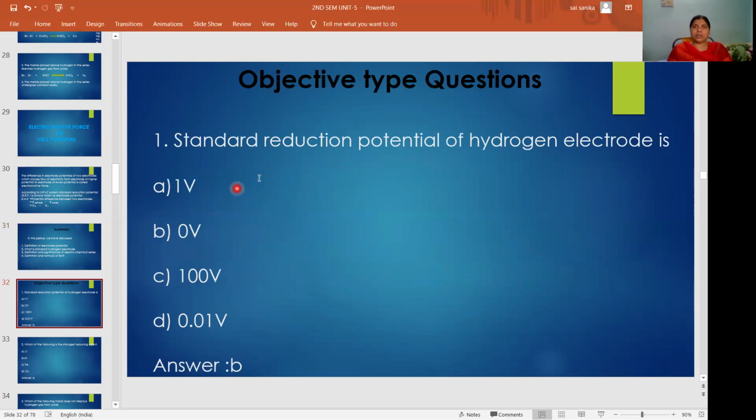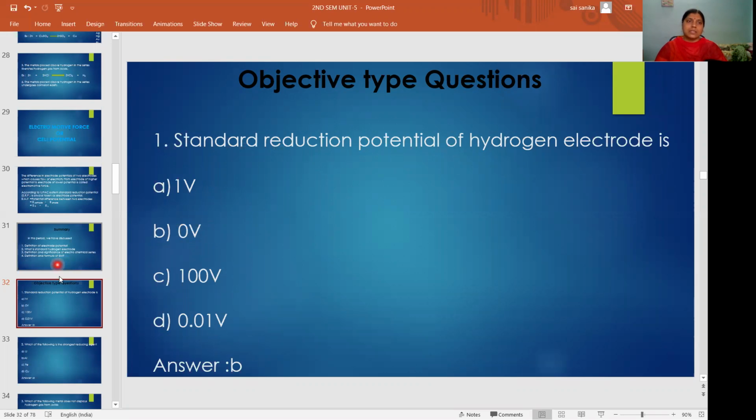Okay, then come to the objective type questions. What type of objective type questions may you expect in this topic? First question: standard reduction potential of hydrogen electrode is. Options: A 1 volt, B 0 volts, C 100 volts, D 0.01 volts. What is the answer? 0 volts. While studying SHE, I told you the potential of standard hydrogen electrode is 0 volts.